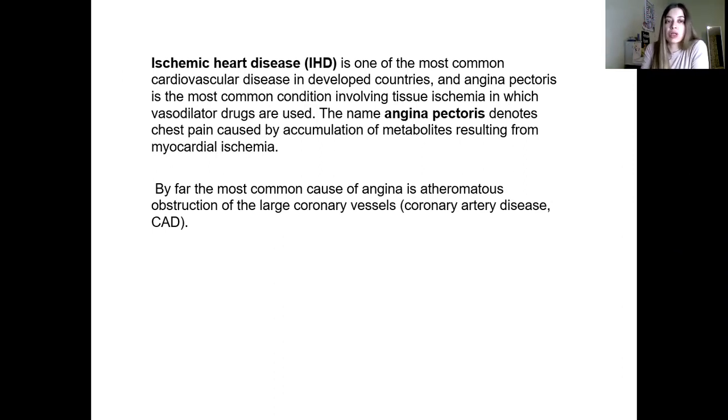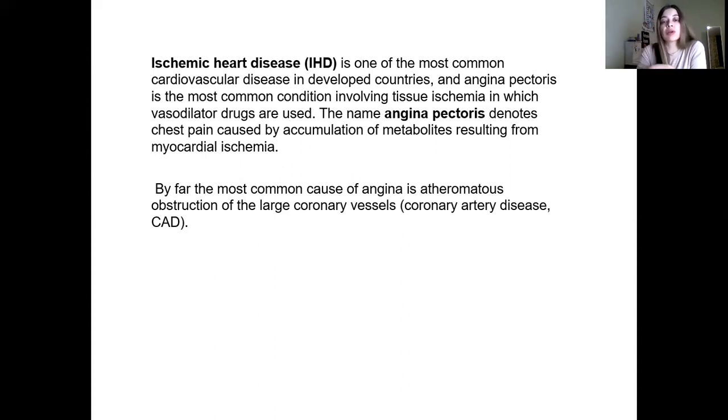It's one of the most common cardiovascular diseases in developed countries, and angina pectoris, which is the symptom of ischemic heart disease, is the most common condition involving tissue ischemia, in which vasodilator drugs are used. The name angina pectoris denotes the chest pain caused by accumulation of metabolites resulting from myocardial ischemia.